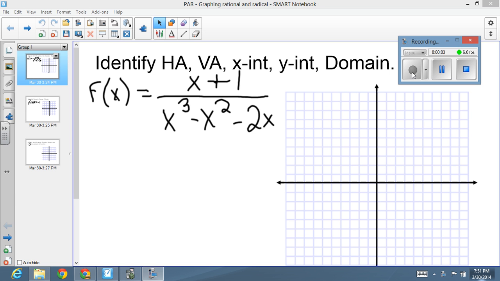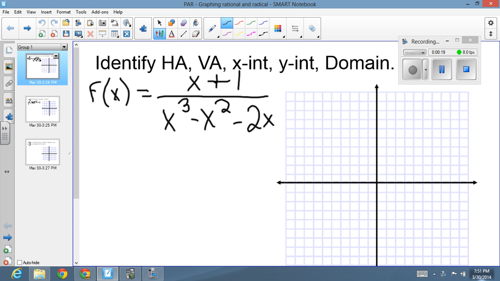Let's go ahead and identify some different things when it comes to this rational equation. We want to identify horizontal asymptote, vertical asymptote, x-intercept, y-intercept, and domain, all of those things. So first thing you want to remember is when I'm looking to find a horizontal asymptote, what I'm going to do is look at the exponents for each of the numerator and the denominator.